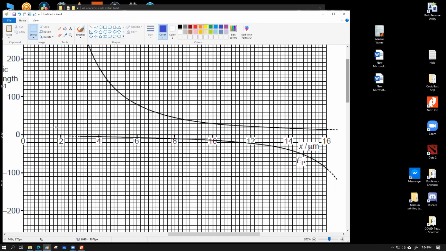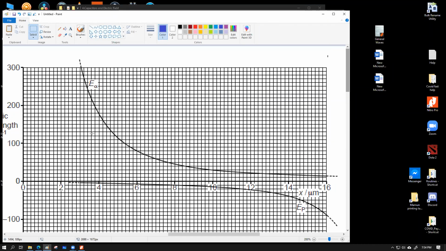So the gap between the two charged particles was from 3 micrometer through 16 micrometer. This was the space between their surfaces. You are trying to draw the graph for this in-between space. That's why this part of the graph is shown as dotted. Because in the true case, this should not be like this.